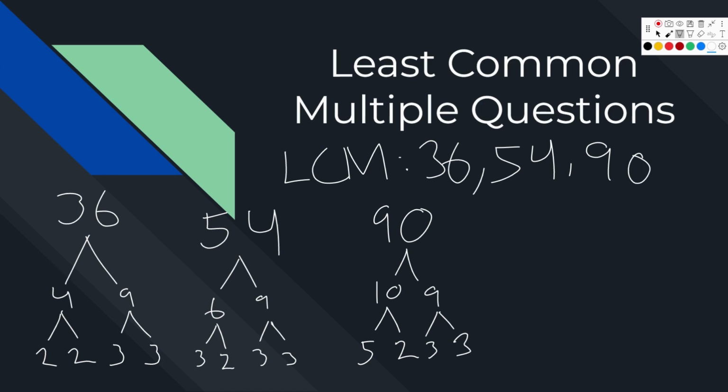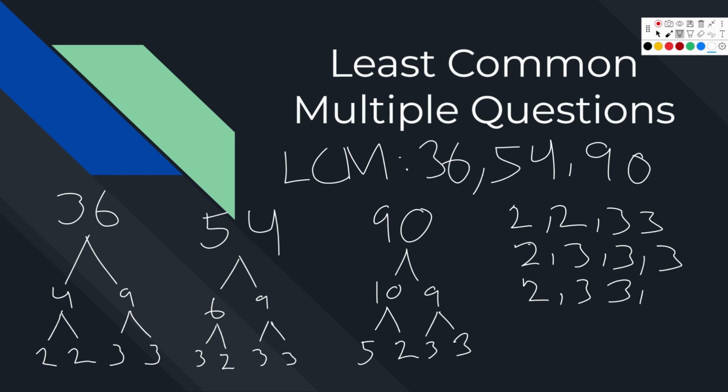So now we're going to have to do something similar to the other question where we line them up. So we have 2, 2, 3, and 3. We have a 2, and we have 3, 3, 3, and we have a 2, a 3, and a 5. Now, these questions work a bit differently. We are going to look for each unique term, and we're going to have to multiply in a specific way.